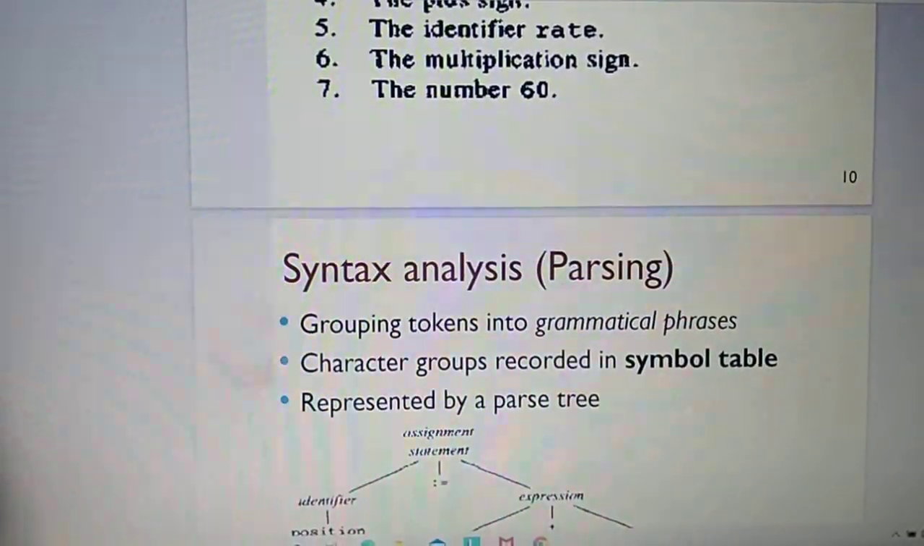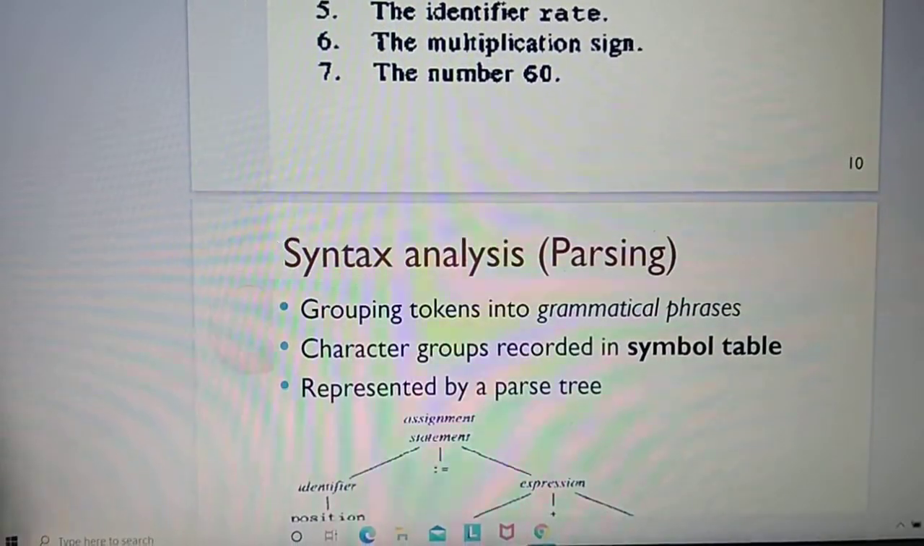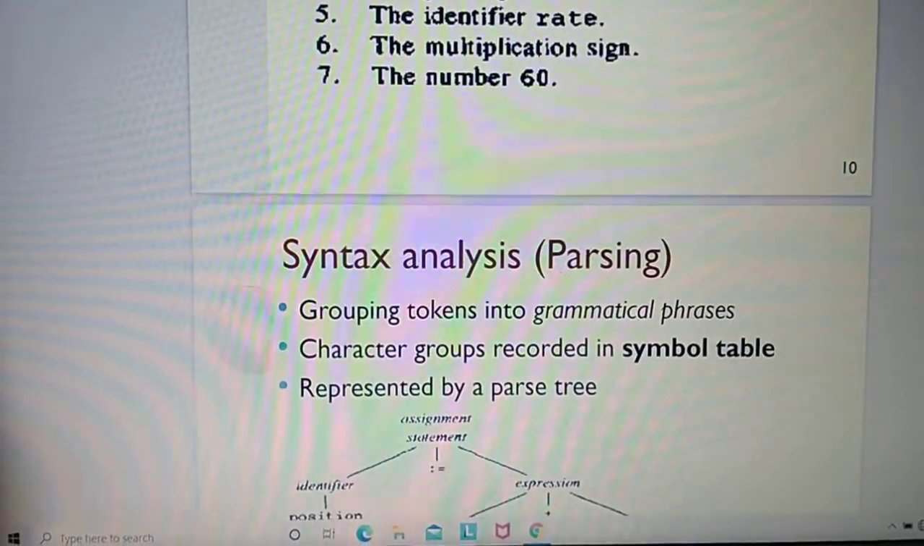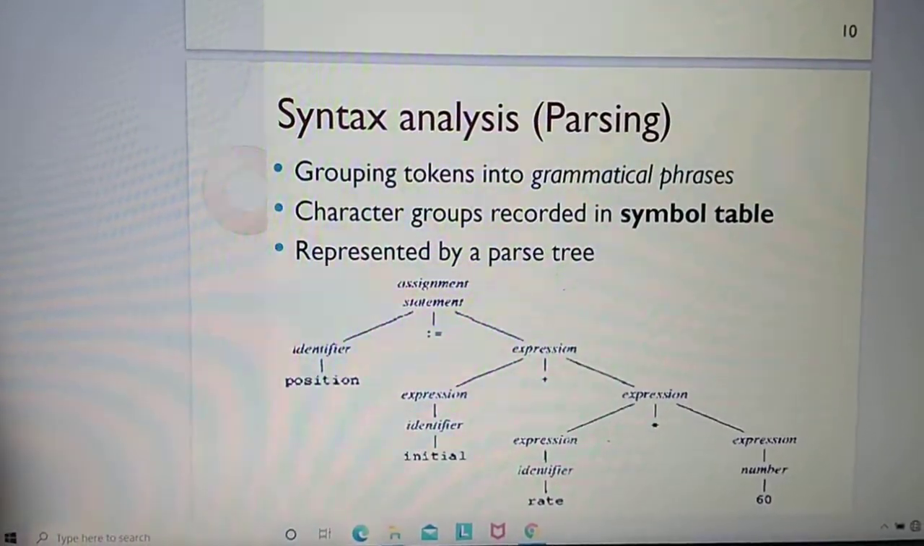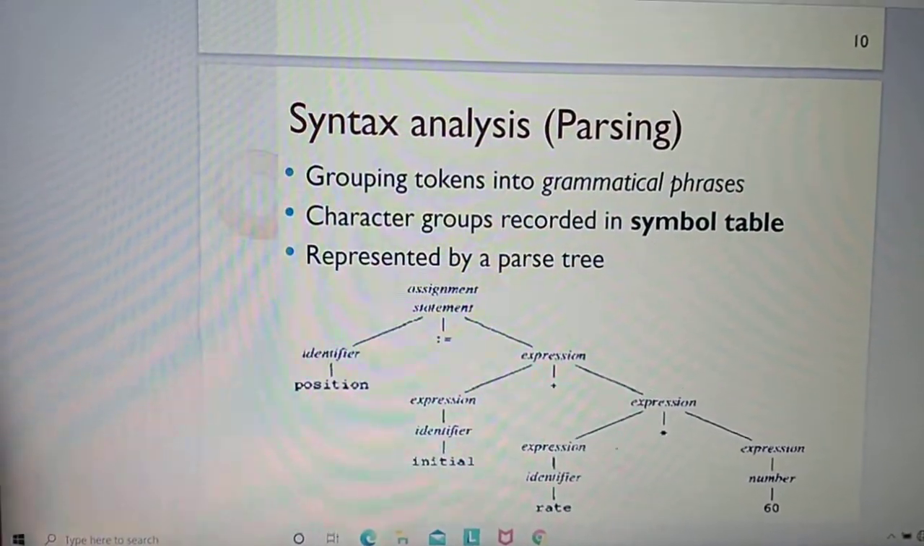The next phase is the syntax analysis phase, which is also known as parsing or hierarchical analysis. Here, grouping of tokens is done.